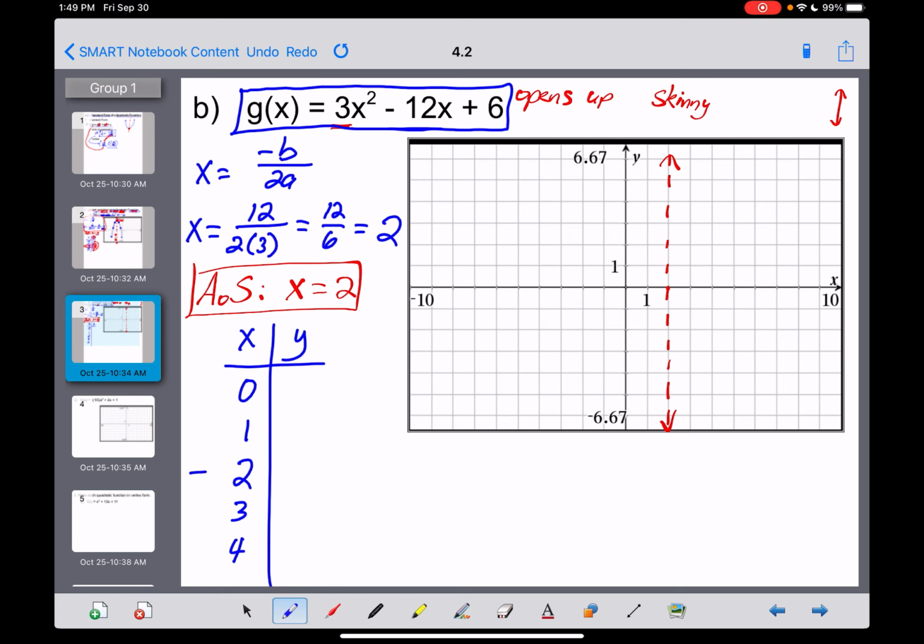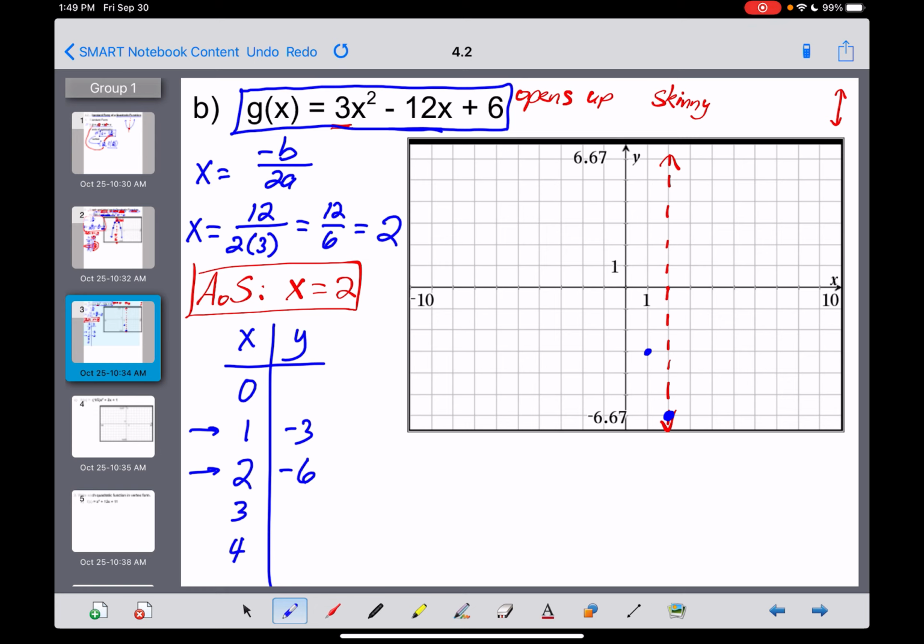I'm going to start with the 2, which was our vertex right here, guys. Let's see, 2 squared is 4. 4 times 3 is 12. 12 minus 24 is negative 12, and negative 12 plus 6 is negative 6. So I think I've got my vertex here at 2, negative 6. Okay, this point right over there. Let's plug in the rest of them as quickly as we can. Putting in a 1 now, that's going to be 3 minus 12, negative 9, plus 6 is negative 3, so 1, negative 3. Got it?